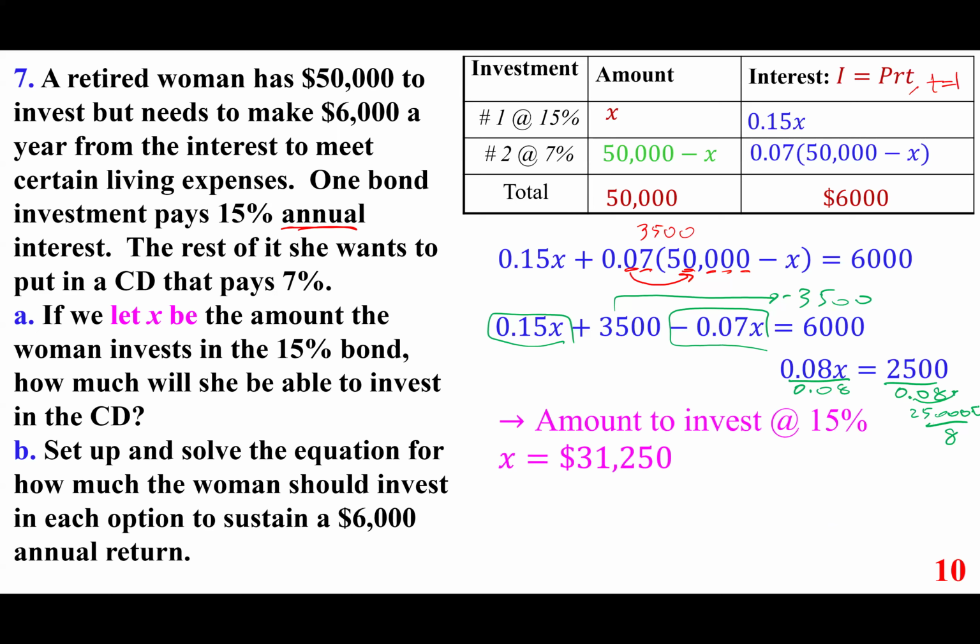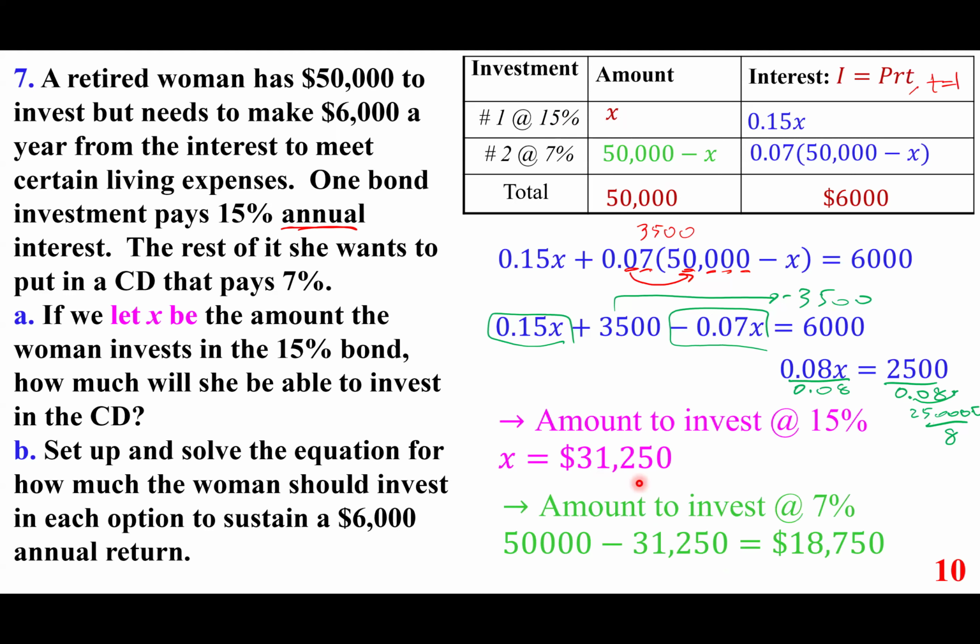$31,250. That's the X amount that is invested at a 15% return. The rest of it, 50,000 minus this amount, $18,750 is invested at a 7% bond. So that's a mixture problem. We really need to understand how this setup works. Anytime you have a similar question, set up this table.